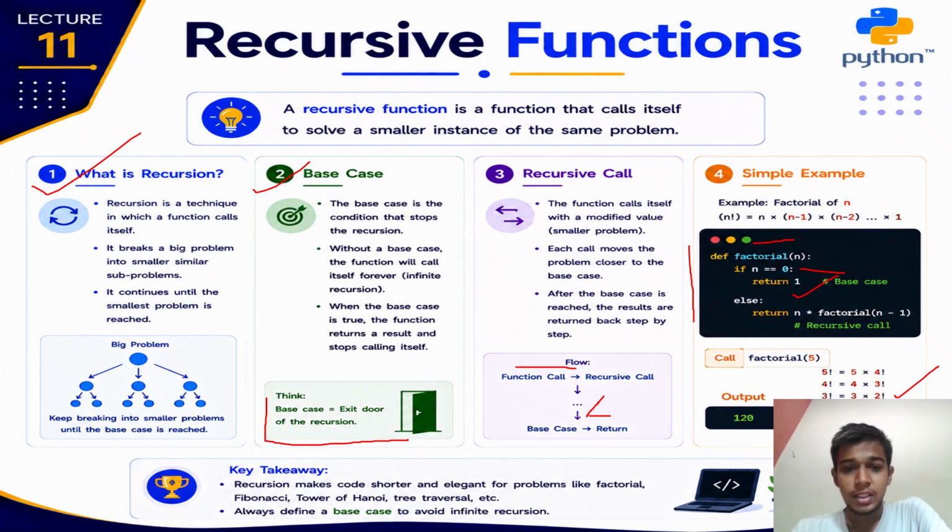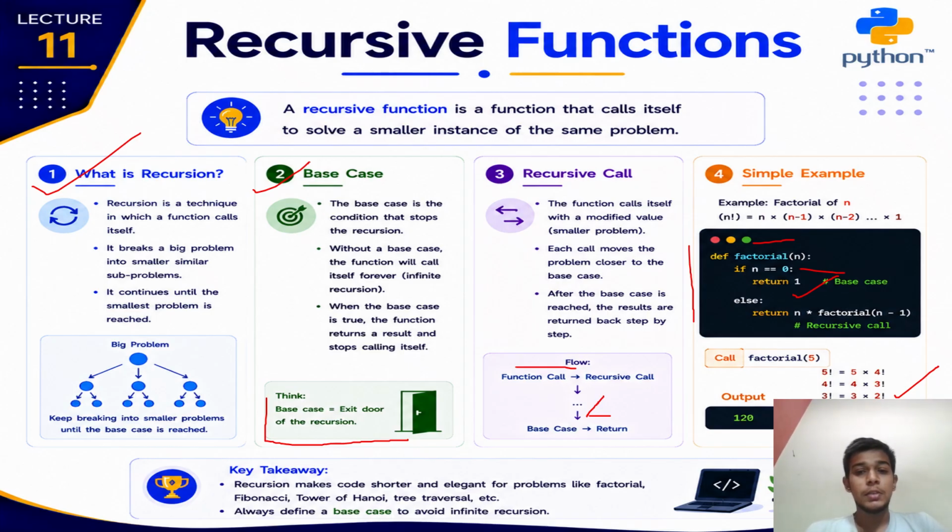Now Python starts returning the answer. 1 times 1 equals 1, 2 times 1 equals 2, 3 times 2 equals 6. Similarly, the output will be 120. So the final output will be 120. This is exactly how recursion works.